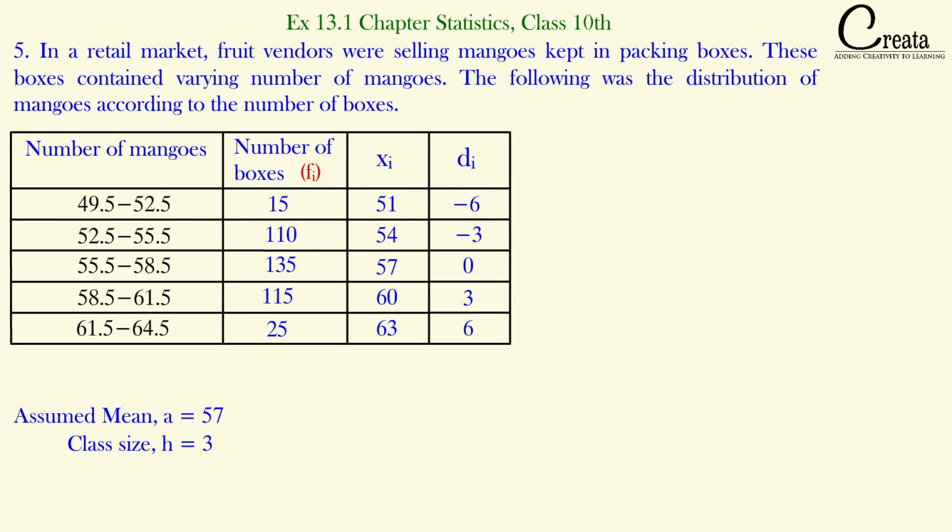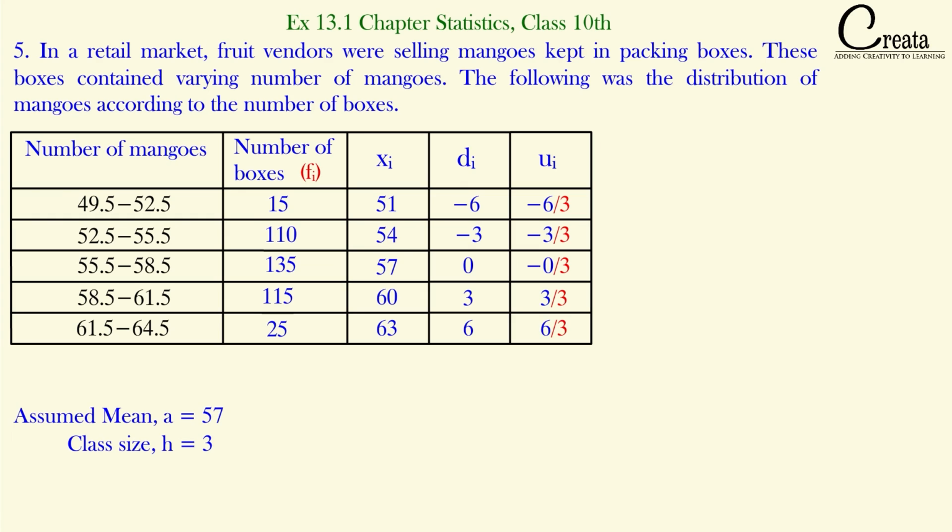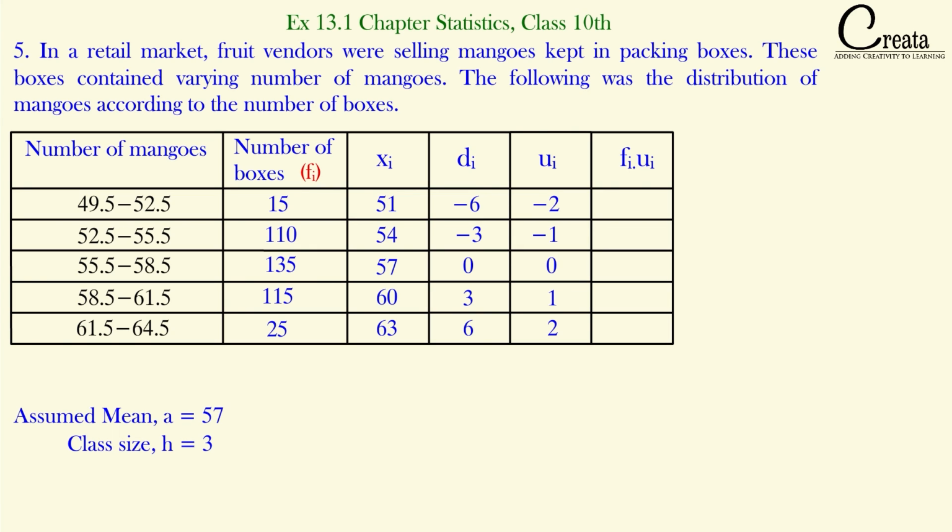Okay, so let's add one more column, ui. Let's divide all the values of the deviation by the class size, h, which is 3. We got -2, -1, 0, 1 and 2. So we got all the values of ui. Now let's find Fi into ui. Let's multiply Fi with ui.